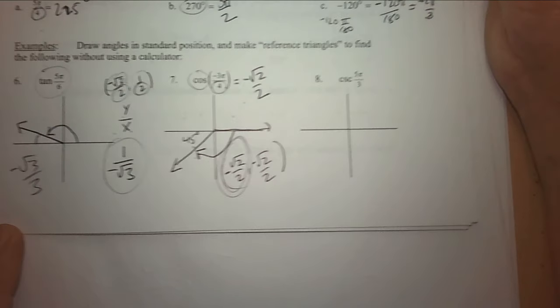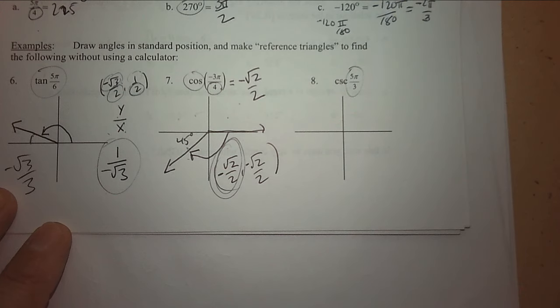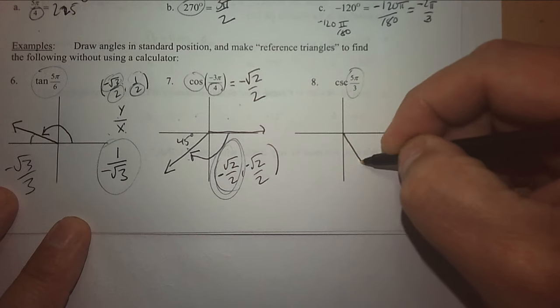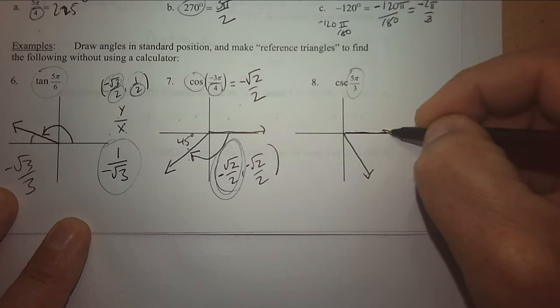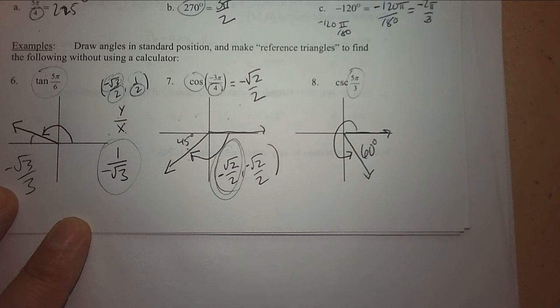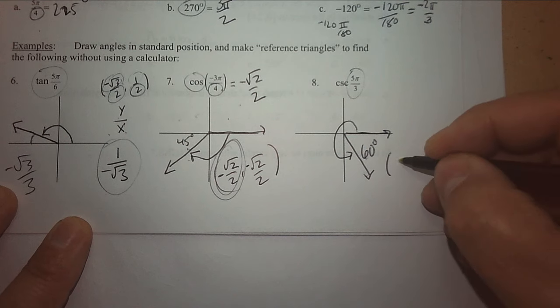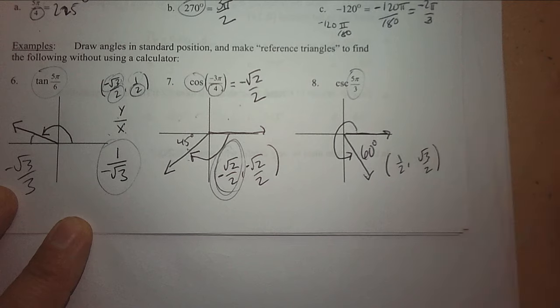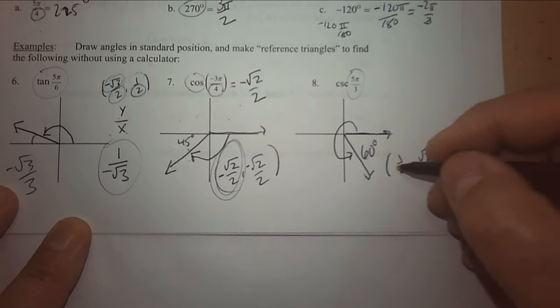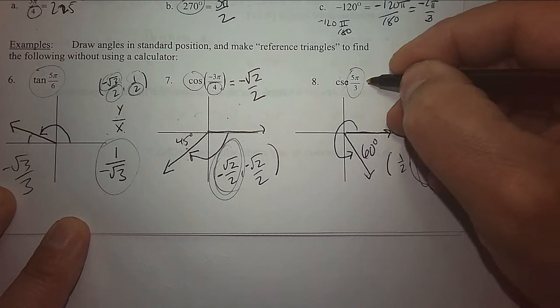8. What's the angle? 5 pi over 3. What quadrant is 5 pi over 3? And it's measured counterclockwise. What's the reference angle here that made with the horizontal? The order of the coordinates when it's a 60-degree reference angle is 1 half and root 3 over 2. In quadrant number 4, the x is positive and the y is negative. Cosecant's the reciprocal of the y. That's good enough.